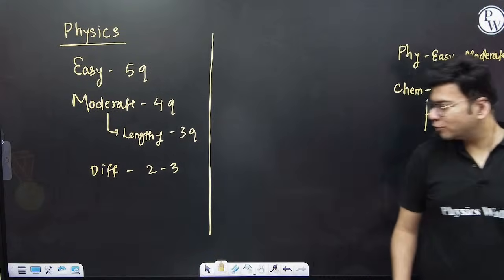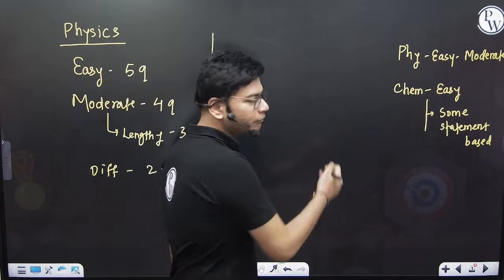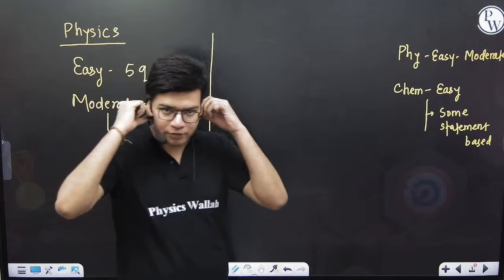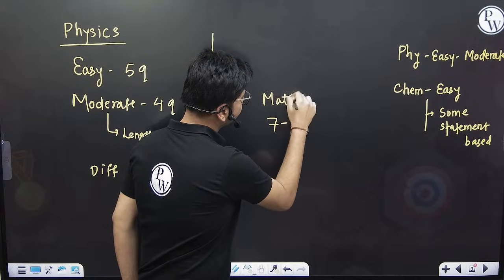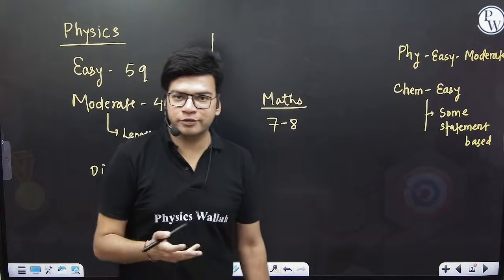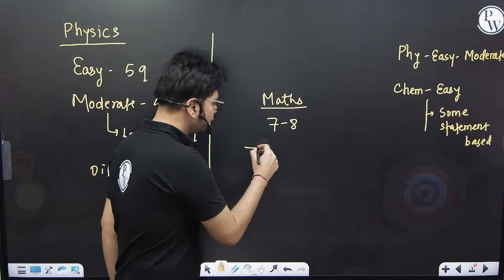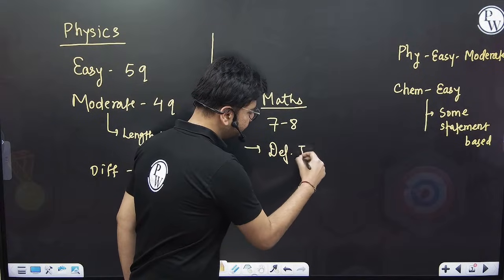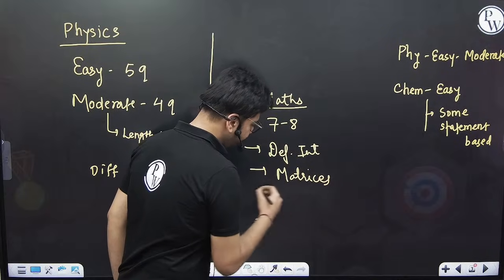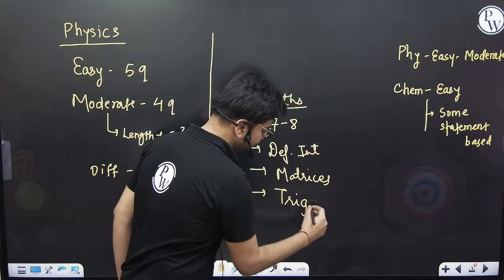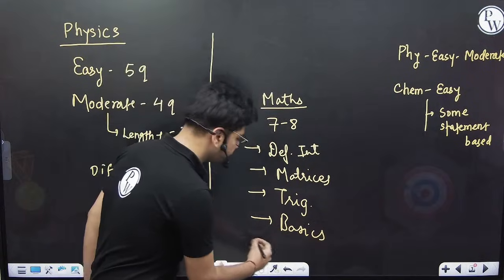So, good afternoon, students. Maths paper has been moderate till now. We have received 7 to 8 questions as of now. Out of these 7 to 8 questions in maths, 5 to 6 were very straightforward, formula-based application of one concept, and we had questions from definite integration, matrices, trigonometry, and basics. And one question from conic sections.